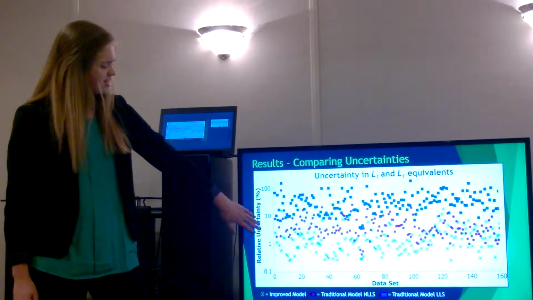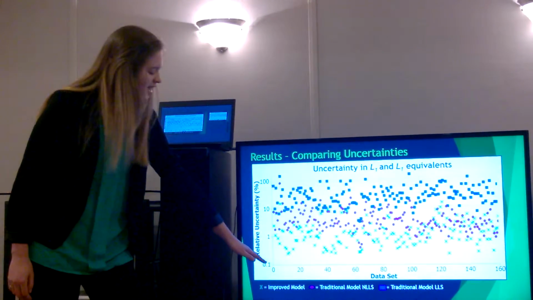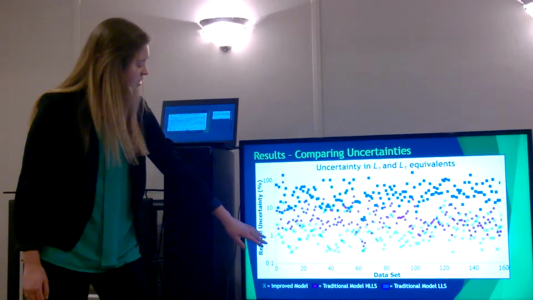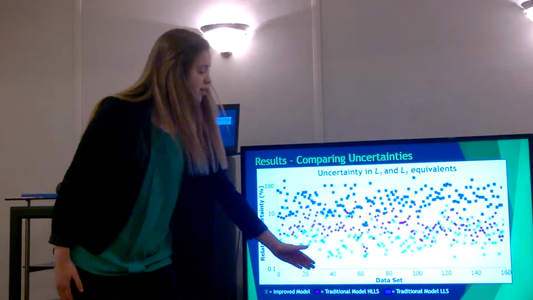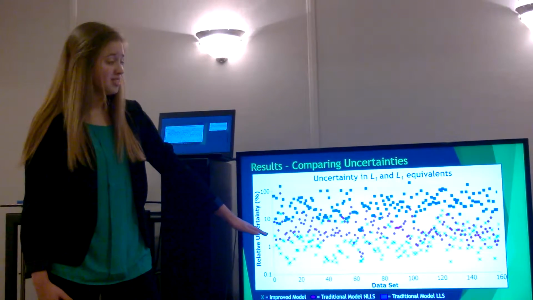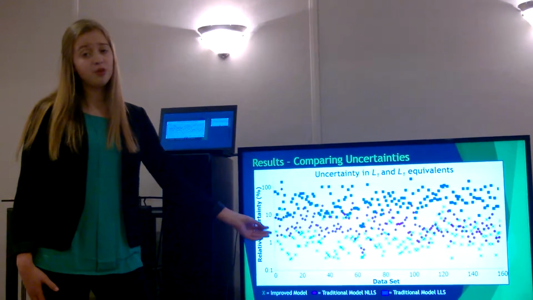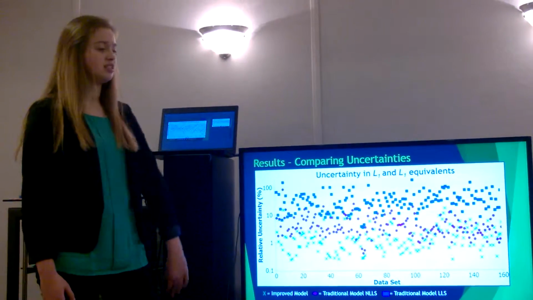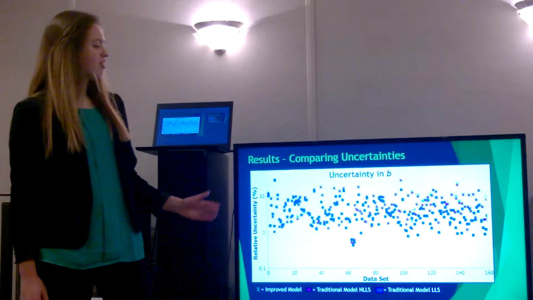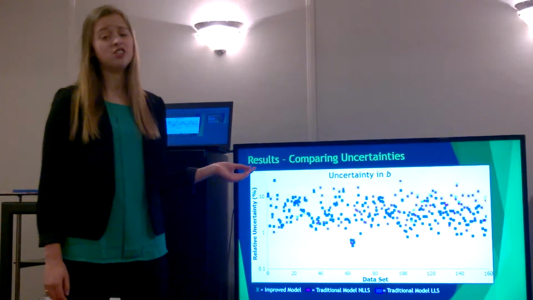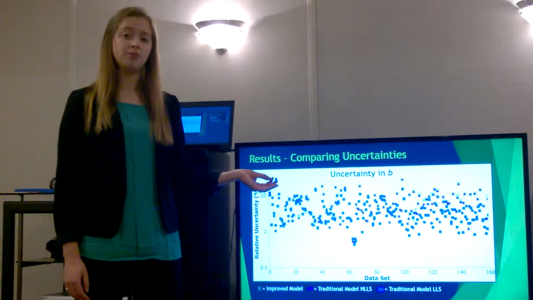If you'll notice, this is a logarithmic scale to the left, so it's not evenly spaced from 0 to 100. The improved model uncertainties hover around 1%, whereas the traditional model has uncertainties anywhere from above 1% to 100%. The improved model clearly reduced L1 uncertainties and had them lowest in the majority of cases. This looks good, right? The thing is, the uncertainties in B were not dramatically reduced. They were simply comparable in every case.